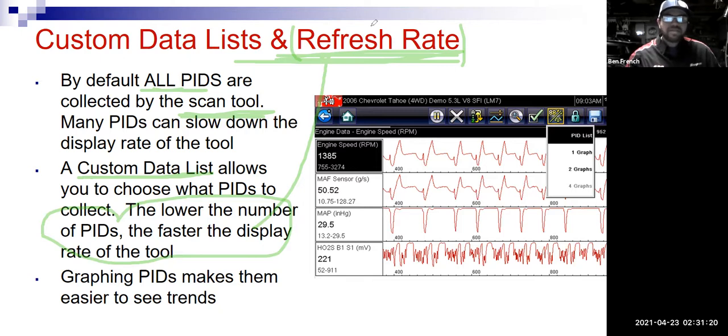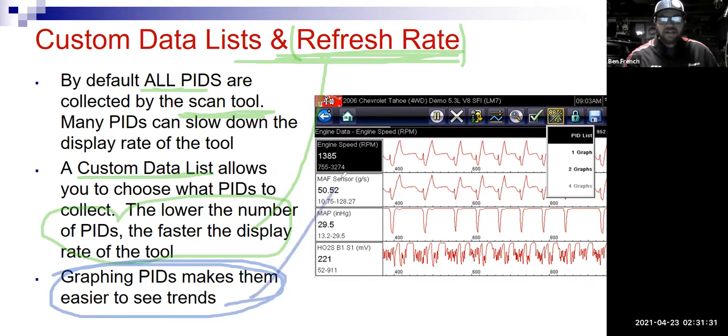My last tip I have on this particular slide is that graphing the PIDs, graphing stuff out, just makes it easier to see trends, right? I could just have engine RPM flashing on my screen, or I could graph it out and see what it's doing over time, right? And if I want to see if the RPM is matching what the mass airflow sensor is telling me, graphing it out makes it much more obvious to see.